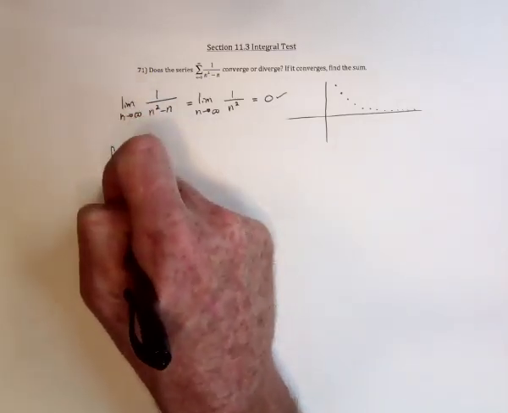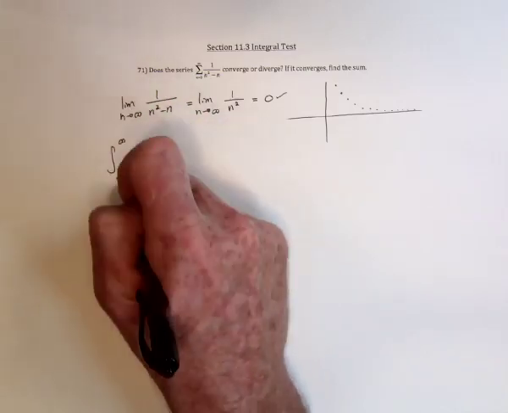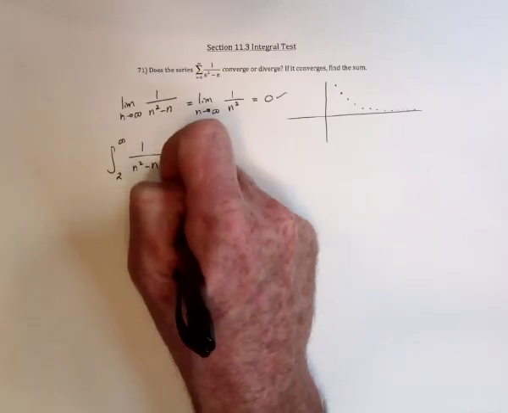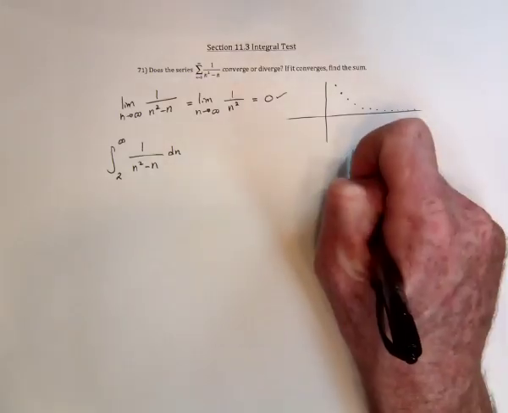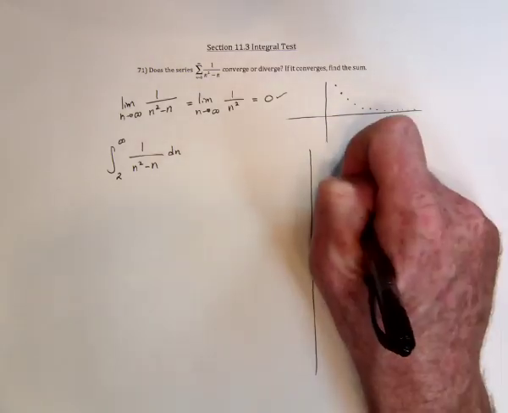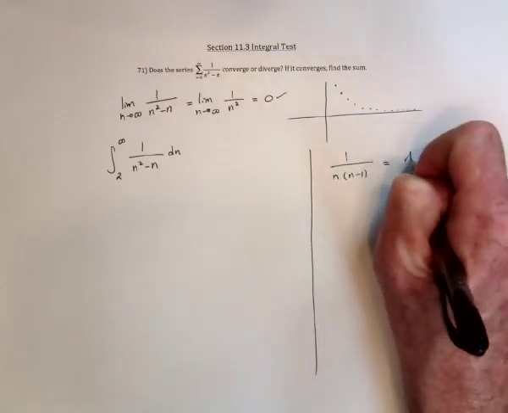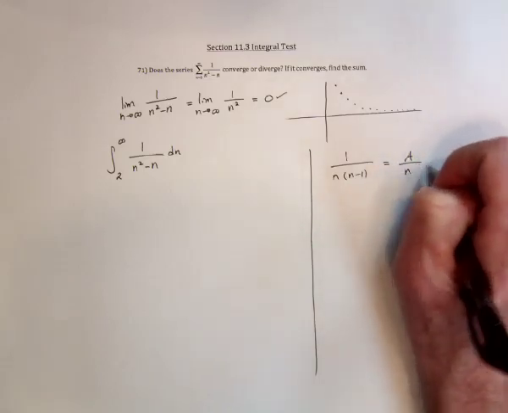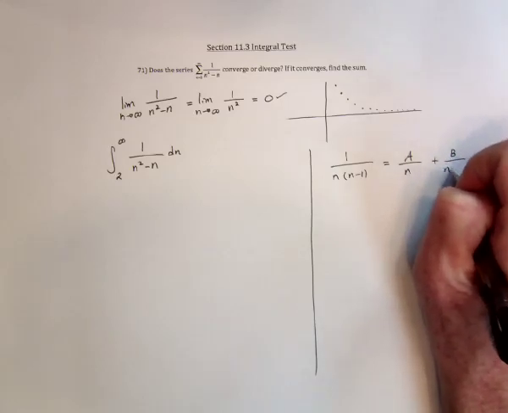Now the next thing is we need to be able to integrate. So integrate from 2 to infinity 1 over n squared minus n. And then how do you integrate that? Well, notice that it can be factored. So if it can be factored, we're going to be using partial fractions. So I'm going to work over here to do the algebra. 1 over, and then factor it, n times n minus 1. So that's going to be something over n plus something over n minus 1.